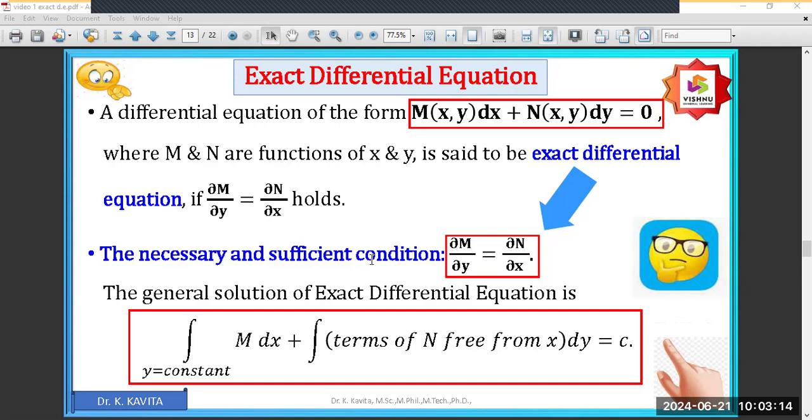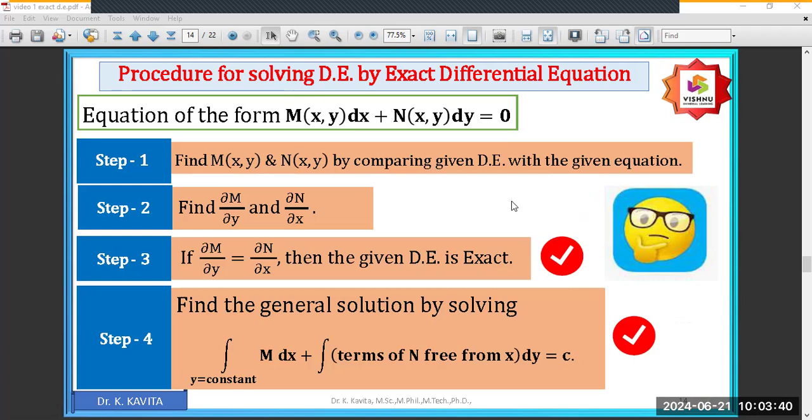For every such equation we need to get the solution. The solution is in the form of the general solution for an exact differential equation. Here we take two terms on the left-hand side. In the first term, while integrating, we take y as a constant. In the second term, we take only the terms free from x variables, and that equals c. This is the algorithm for an exact differential equation in the form M dx plus N dy equals 0.